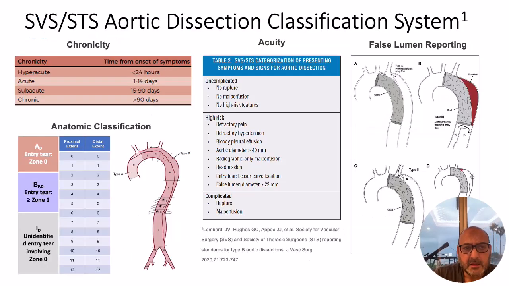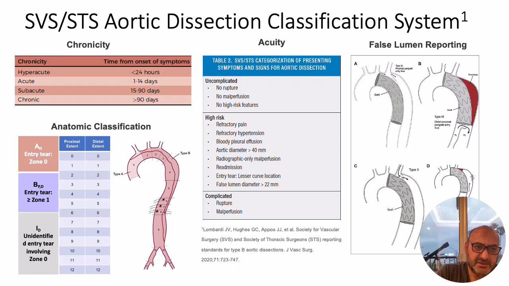This is a new classification by the SVS, the Society for Vascular Surgery, and the Society of Thoracic Surgeons. They sat together and came up with this nice classification. It has been widely used and accepted. It's very specific. Due to lack of time, I don't think we should waste time on this because it's self-explanatory. If you type in aortic dissection classification system, there's a free download of that paper in the Journal of Vascular Surgery. It nicely explains how you read this. But I'll give you an example.